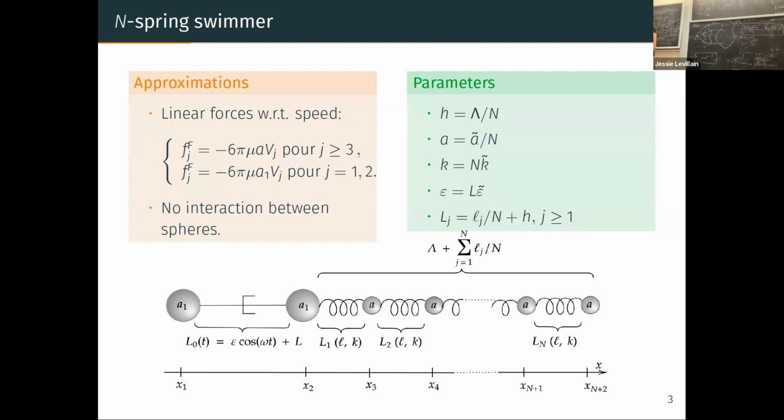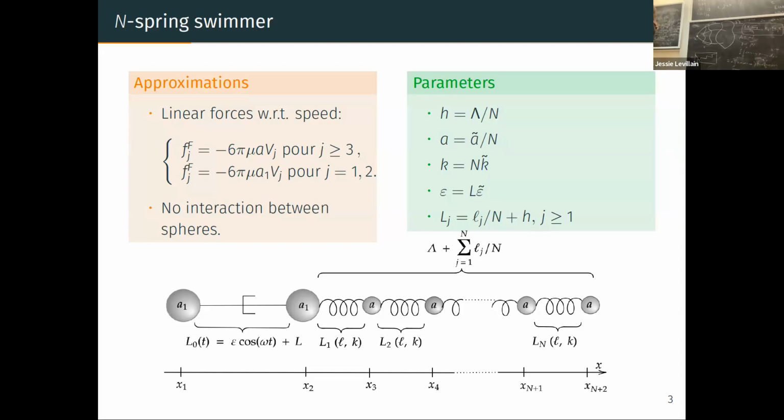Basically, h is the rest length of each spring, a the radius of each sphere, and k the rigidity of each spring. We also impose that the arm has a sinusoidal movement, epsilon cos omega t plus L, where epsilon is the rest length times some percentage of the movement we allow.